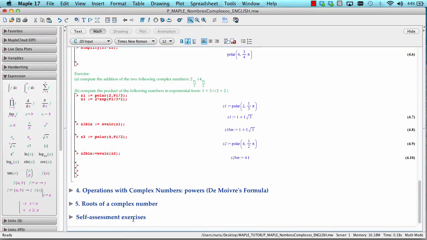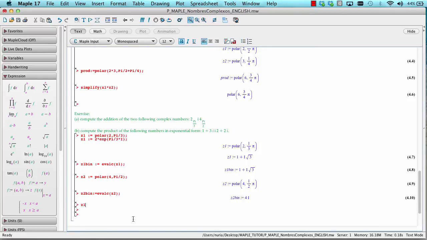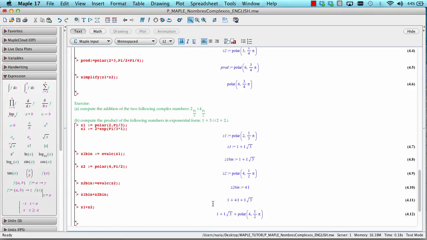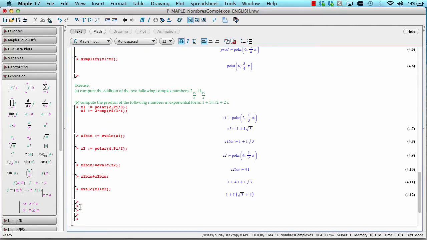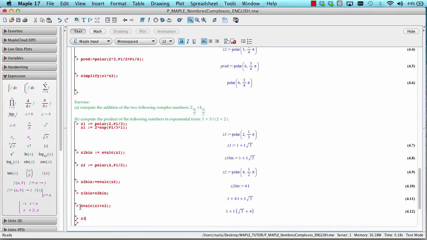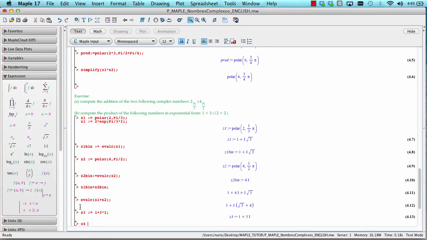So now we can add them. So it's going to be Z1 binomial plus Z2 binomial. We cannot add two numbers in polar form. Okay, Z1 plus Z2. You can see that Maple does not do the addition unless we at the end translate it to binomial. Okay, so addition in binomial form. Now let's see the product. So now Z3 is going to be 1 plus 3i.